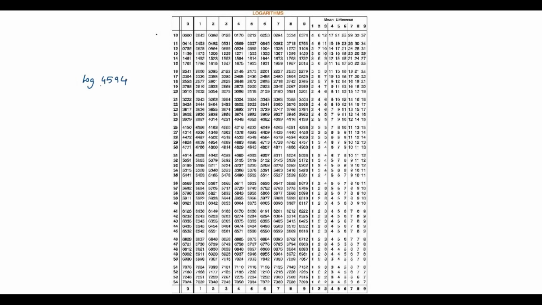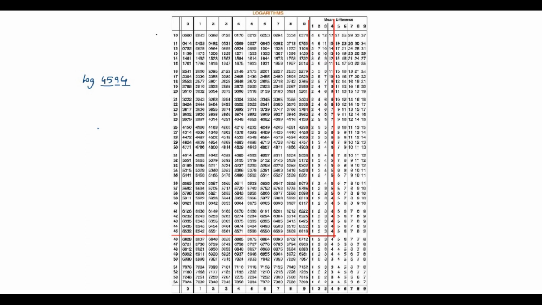Okay, to get the value of log 4594, we have to go to the 45th row and 9th column, and the 4th column of mean difference. First, let's go to the 45th row and 9th column. The 45th row, 9th column value is 6618. Now I have to go to the 4th column of mean difference. I get the number 4 in the 4th column of mean difference, in the same 45th row.